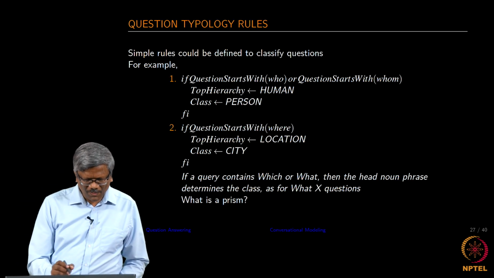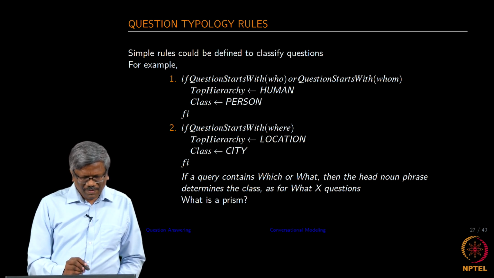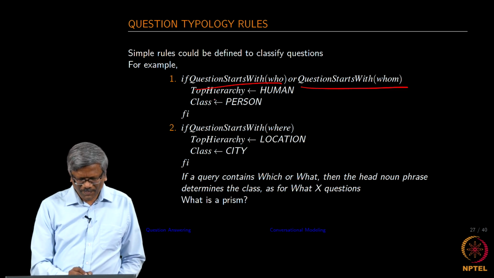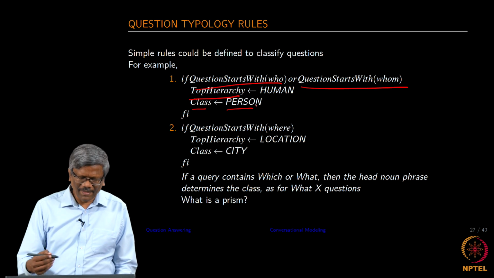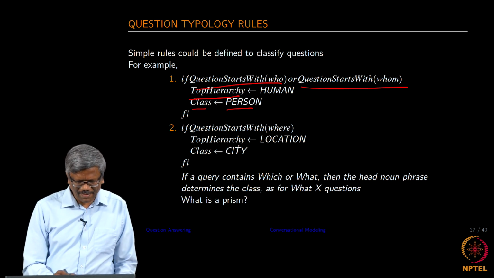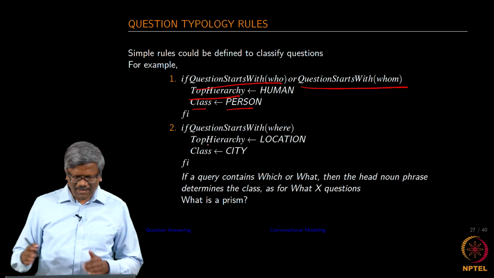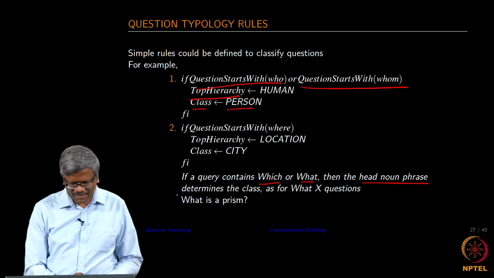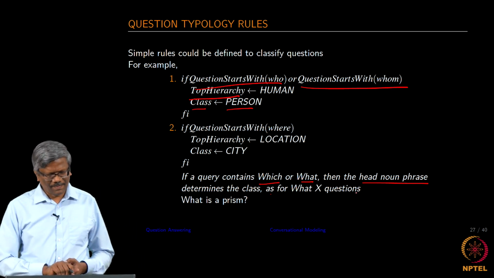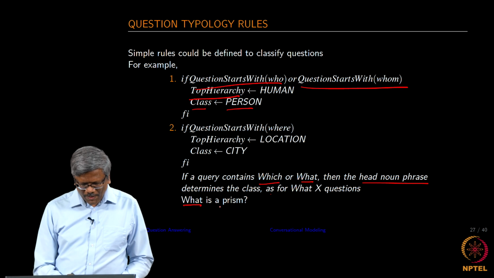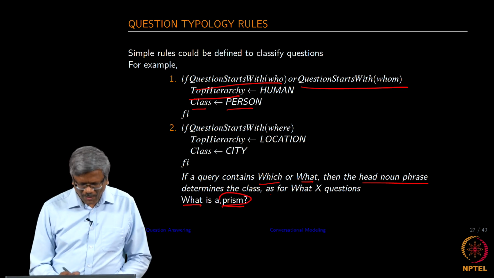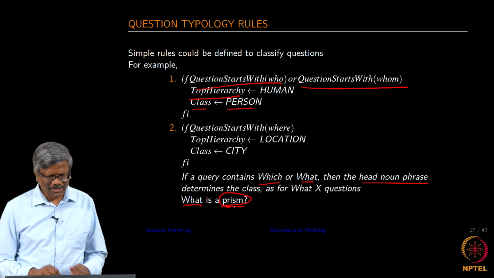And then in the question typology rules, we can start creating simple rules such as this: if the question starts with who or whom, then the top hierarchy is human and the class is person. So, in this fashion you can classify the questions. What is going to be the top hierarchy, what is going to be the type. If a query contains which or what, then the head noun phrase determines the class, as for what X questions. So, in this case what, and then here you have the noun phrase, right. So, this determines what is to be extracted. Okay, that is what is being said in this.